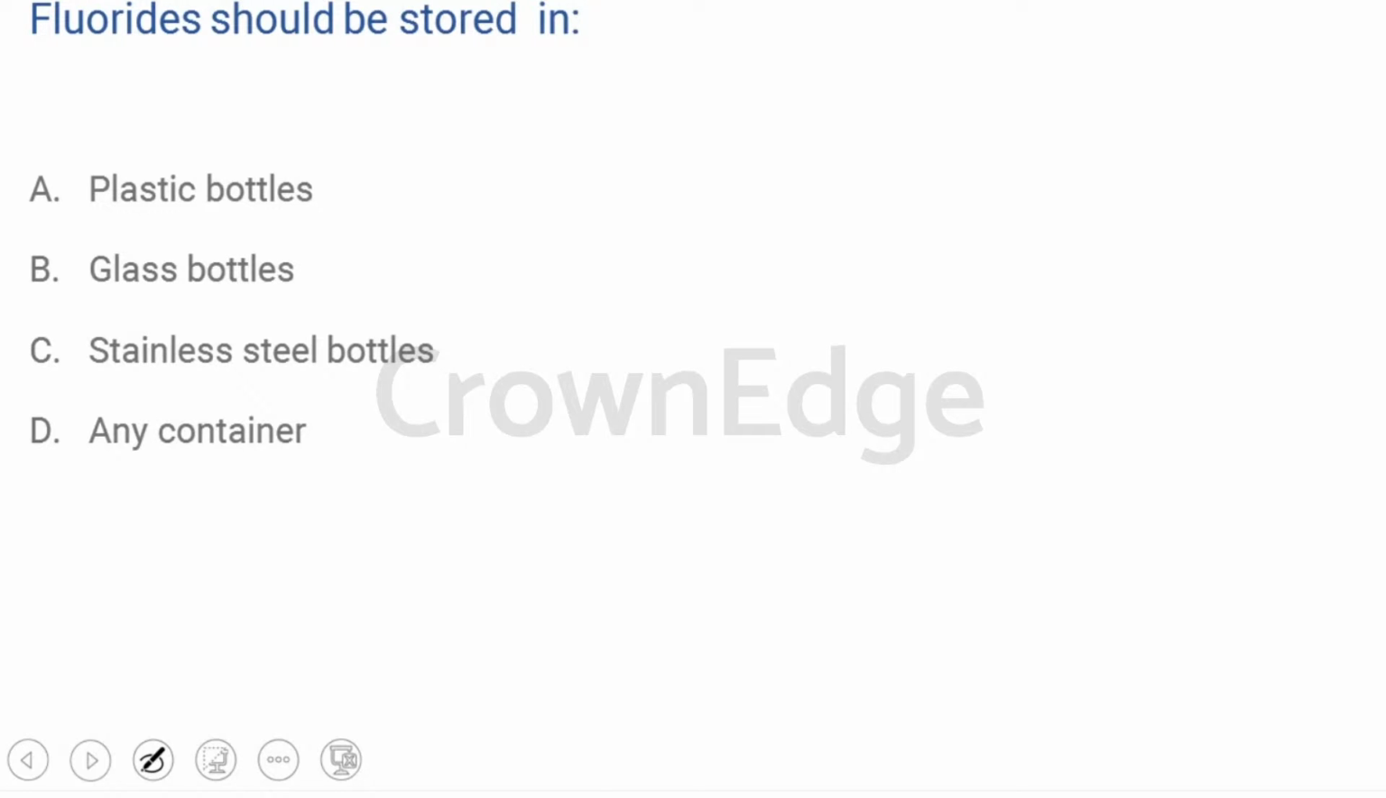Fluorides should be stored in A, plastic bottles, B, glass bottles, C, stainless steel bottles, D, any container. Okay, so fluorides are better stored in plastic bottles. Like I told you in the introduction of this presentation, fluoride is highly electronegative, right? So it really wants to combine with any other thing that it can react with.